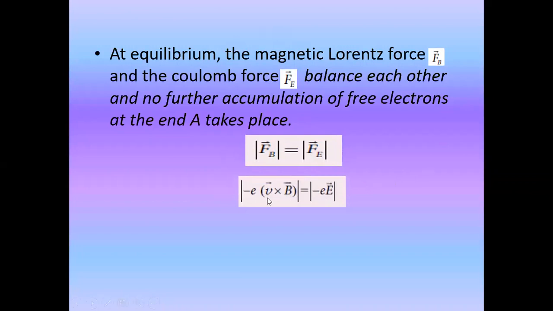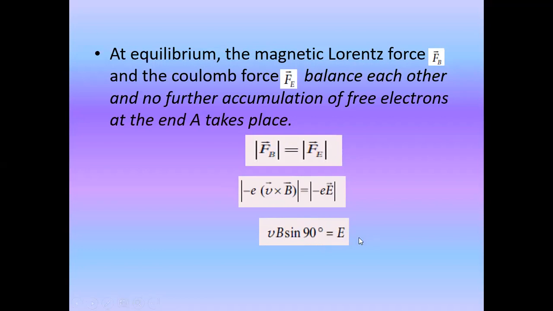So we can write minus e v cross B is equal to minus e into E. We are taking the modulus in order to eliminate the minus sign. So this can be written as e v B sine theta is equal to e E. The minus and minus go away, and e and e get cancelled. v cross B is vB sine theta. Here theta is 90 degrees, since the direction between the velocity and magnetic field is perpendicular. So it is equal to E.